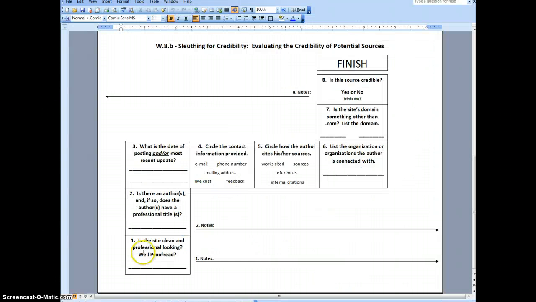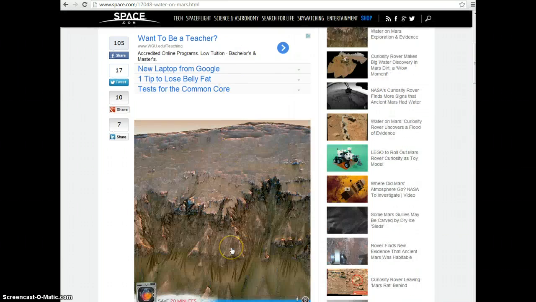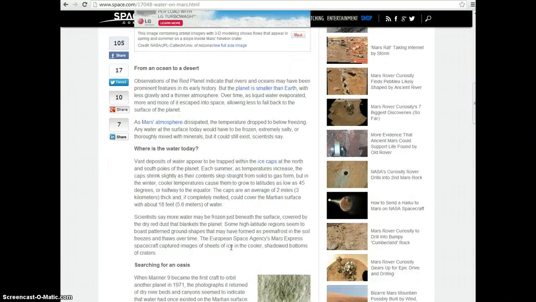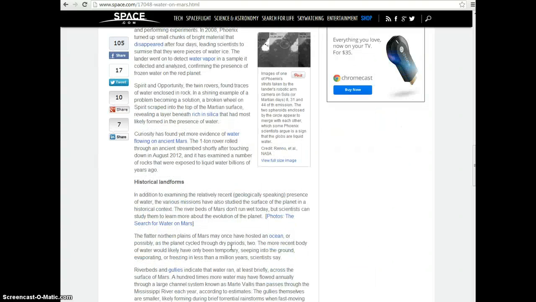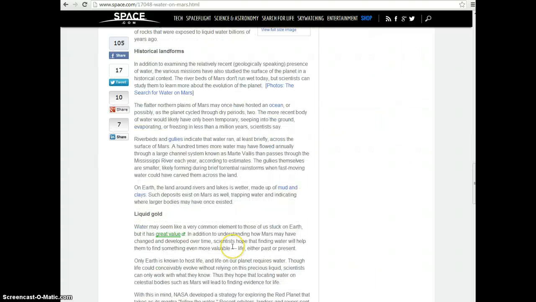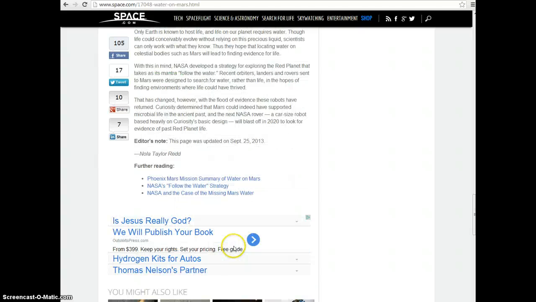So if we're going to look at the first thing down here, is this site clean and professional looking and well proofread? Well, for well proofread, yes. I looked over the information again a couple times, and they do a really nice job with the information. And again, it's obvious that they have intelligent people putting this information out there. So I would give that a big yes.